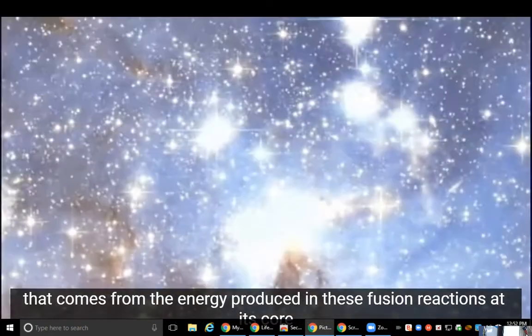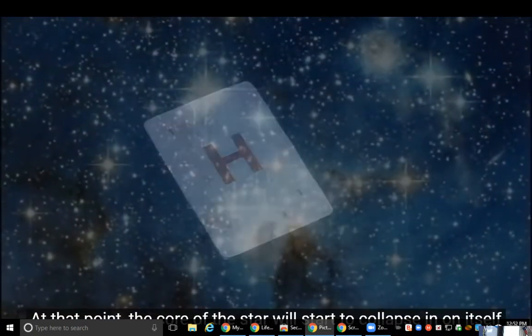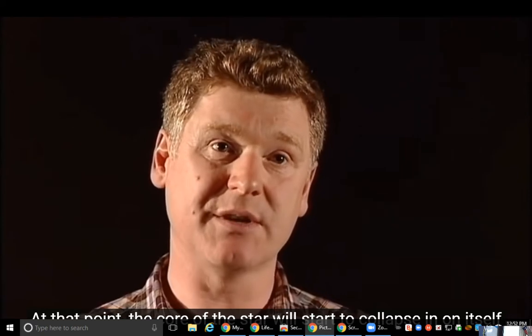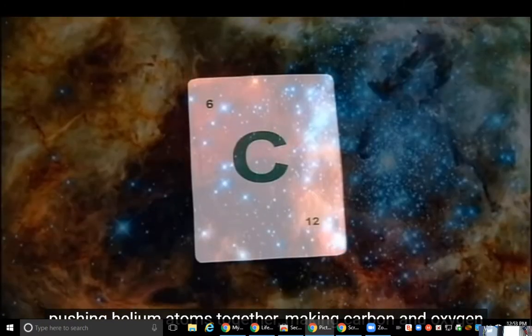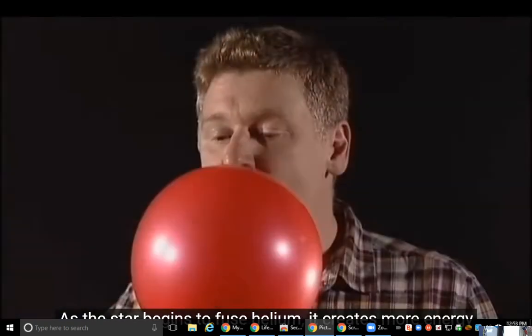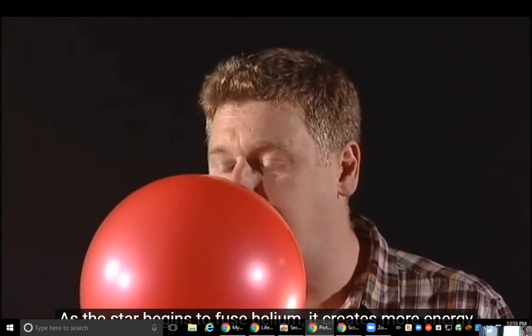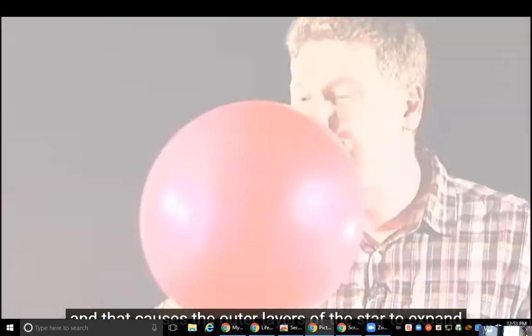happening at its core. However, at some point in the future, the hydrogen runs out, and at that point, the core of the star will start to collapse in on itself under its own weight. It gets denser, it gets hotter, until a point where you can actually start to use the helium atoms themselves as the fuel for the fusion, pushing helium atoms together and making carbon and oxygen, the next heavier elements in the periodic table. As the star begins to fuse helium, it creates more energy, and that causes the outer layers of the star to expand.